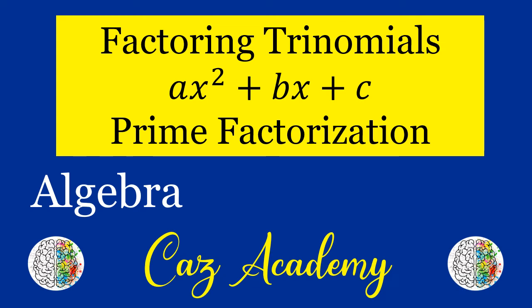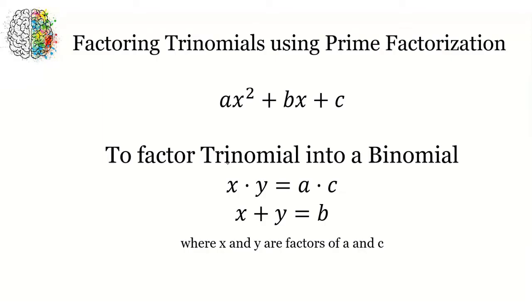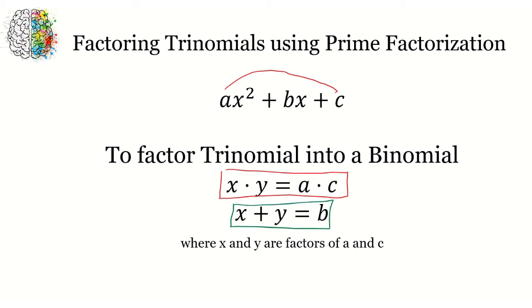In today's tutorial, I'm going to show you how to use prime factorization to help you factor your trinomials. When we're going to factor a trinomial into a binomial, we know that we need to find the factors of a times c such that those two factors, when they multiply together, equal my a times my c, and when those two factors are added together, they equal my middle number b.